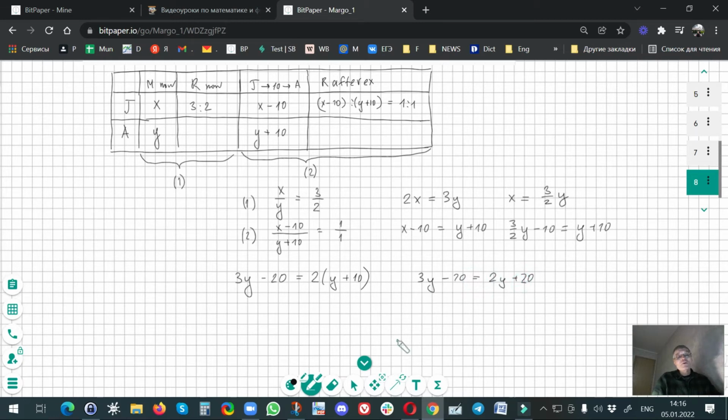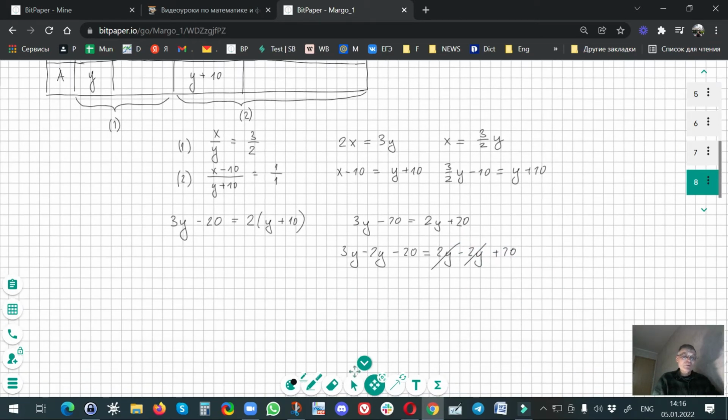Then I collect all y's to one side, 3y minus 2y minus 20 is 2y minus 2y plus 20, which cancels 2y's here, and we have like terms here, and this gives me 3y minus 2y, it's y. And then I add 20 to both sides of the equation to cancel this 20.